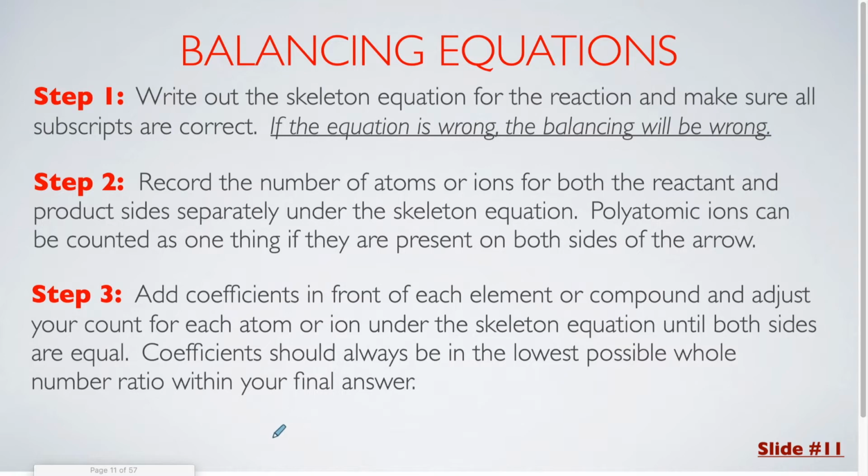For step 3, you will add coefficients in front of each element or compound and adjust your count for each atom or ion under the skeleton equation until both sides are equal. Coefficients should also always be the lowest possible whole number ratio within your final answer. So for example, if you end up with coefficients like 2, 2, 4, you would have to reduce that to 1, 1, 2. So it always has to be the lowest possible whole number ratio.